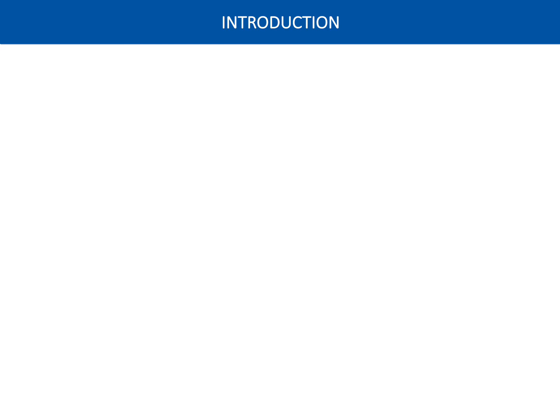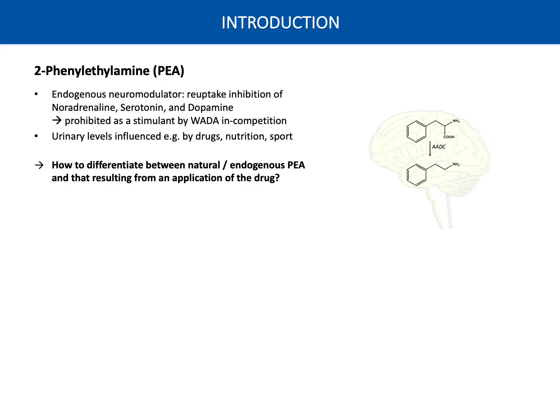So, a quick introduction. Phenylethylamine, PEA in short, is an endogenous neuromodulator in the central nervous system, and by reuptake inhibition of noradrenaline, serotonin and dopamine, acts as a stimulant and is thereby prohibited in competition by WADA regulations. Urinary levels of PEA are influenced by various factors, including sport, and the question here is how to differentiate between endogenous PEA and that resulting from an application of the drug.